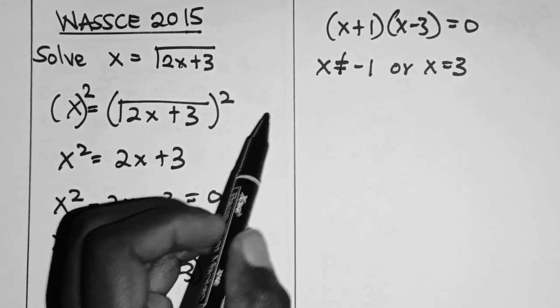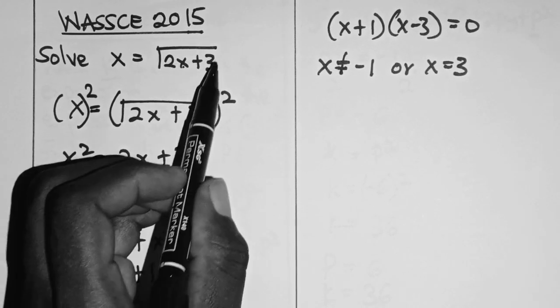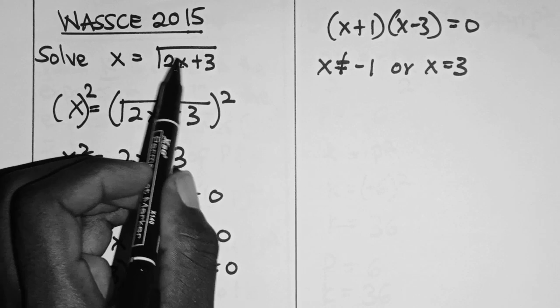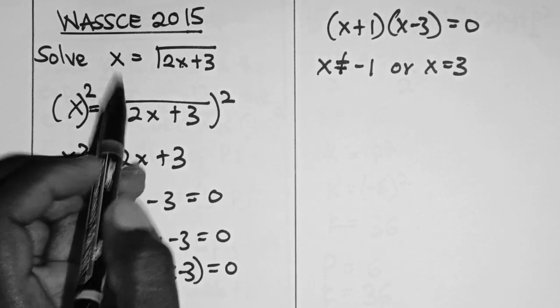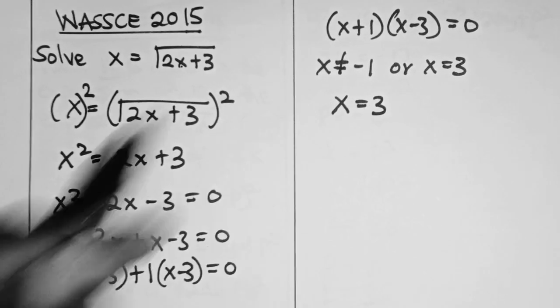Now let's put x equals 3. 3 times 2 is 6. 6 plus 3 is 9. Square root of 9 is 3. So 3 is equal to 3. Therefore, the only solution is x equals 3.